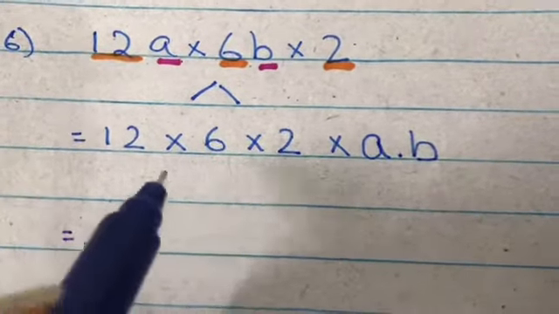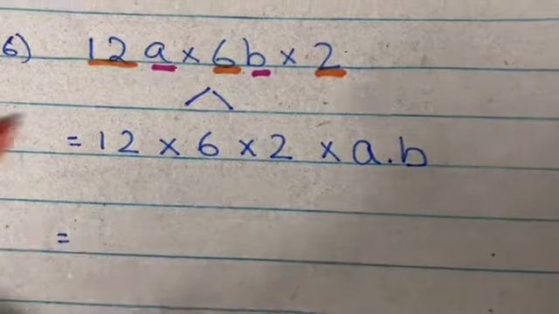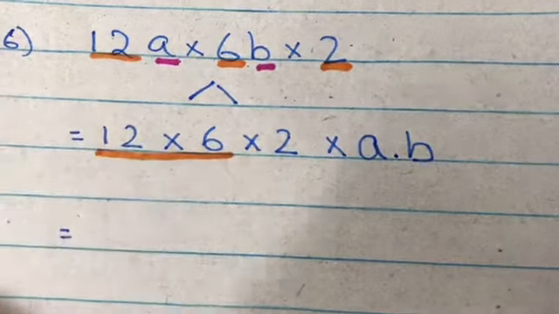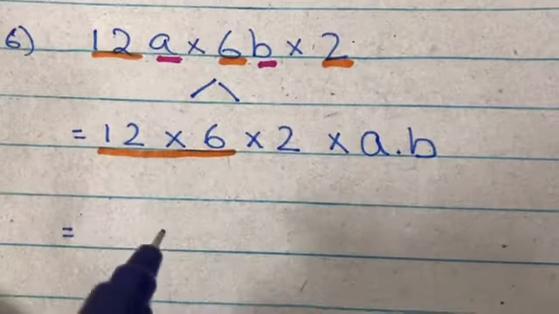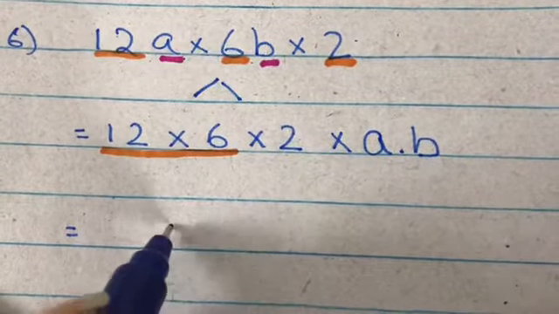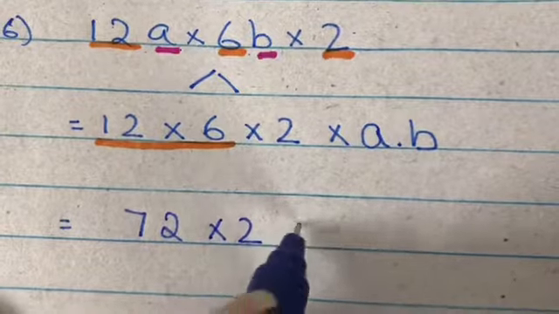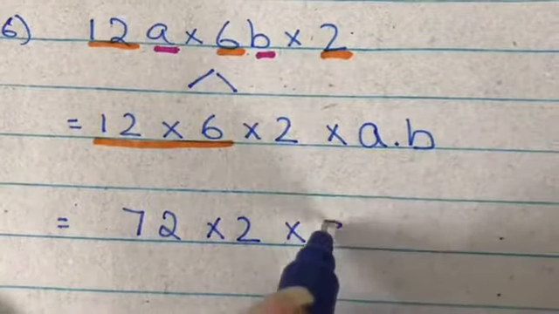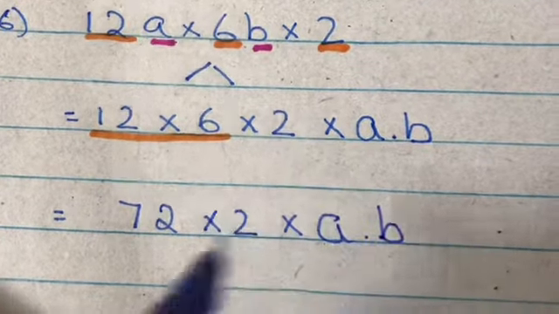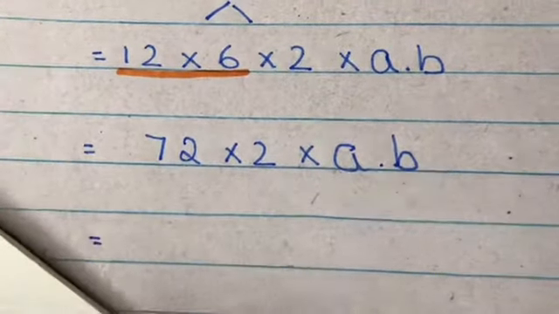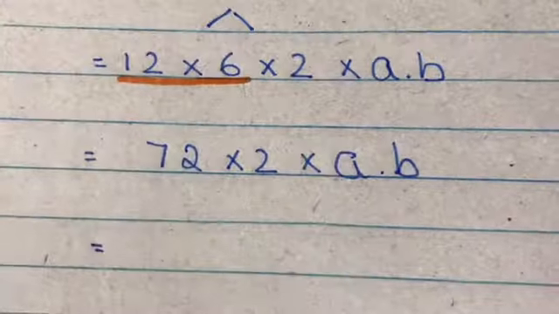Alright? Now this becomes what? You have to solve two numbers at a time, so your calculation is easier, faster, less chances of making mistakes. Right? So 12 times 6 is 72. Multiply by 2, copy down, times a dot b. So you can leave it as it is. You solve the letters at the end. First, deal with the numbers. That's better. Right? Deal with the numbers first.